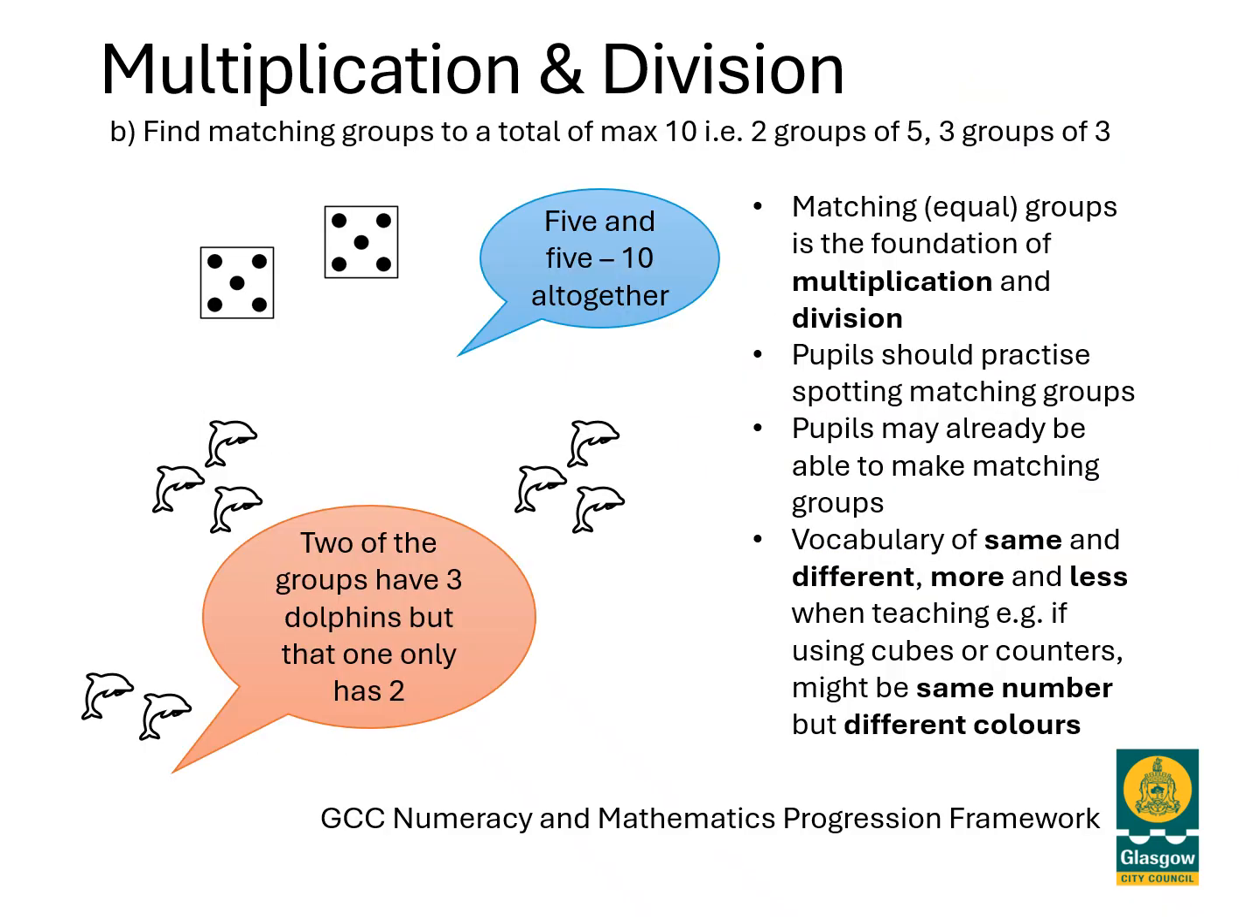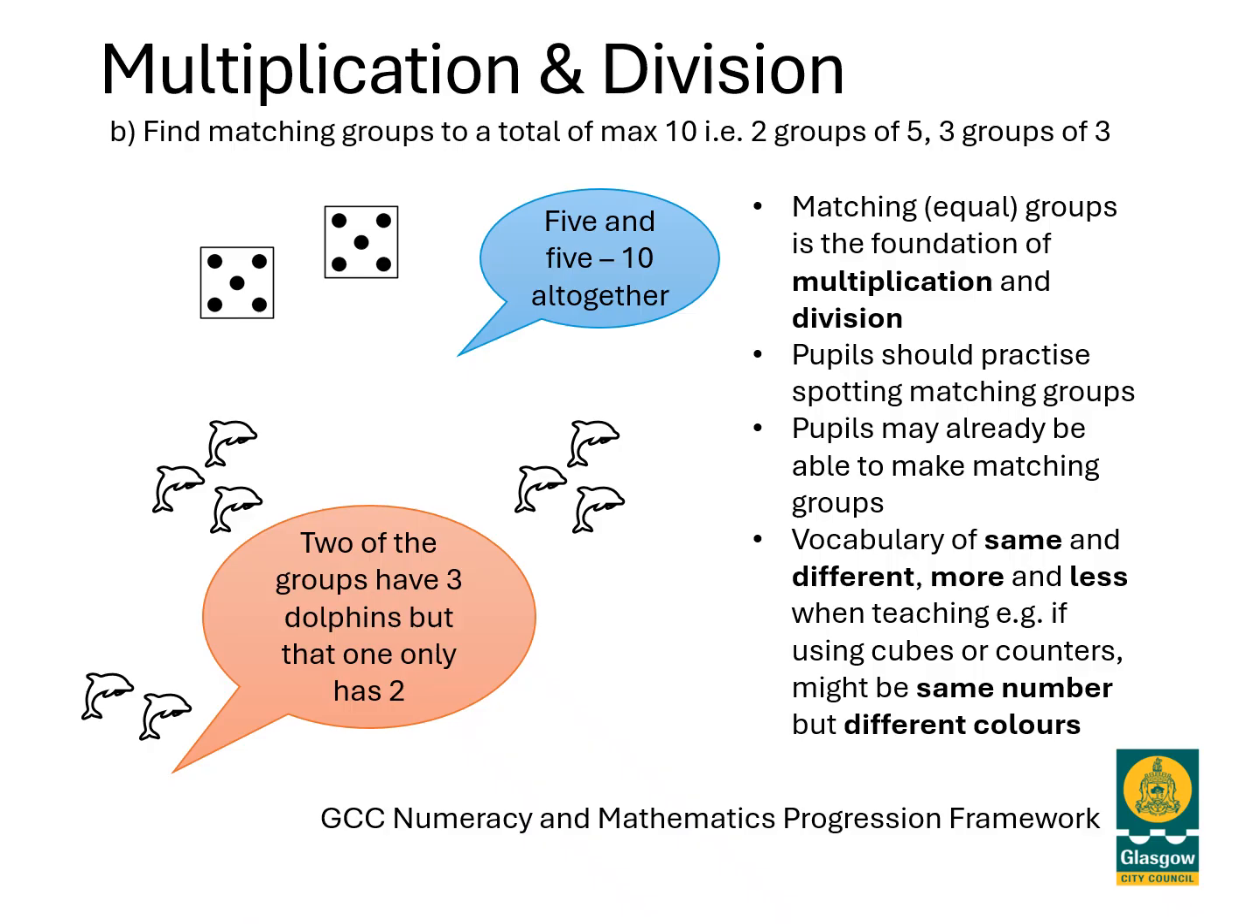Which brings us to the second teaching point, the idea of finding matching groups. So here we're laying the foundations for repeated addition, which will be introduced at a very simple level in block 3 and then more in P2. Pupils should be given practice at spotting equal groups. So finding all the 5s on a number of dice, noticing when a group doesn't match, like in the second example. So there we've got 2 groups of 3 dolphins, and then there's one group that doesn't match. So being able to visually identify that.